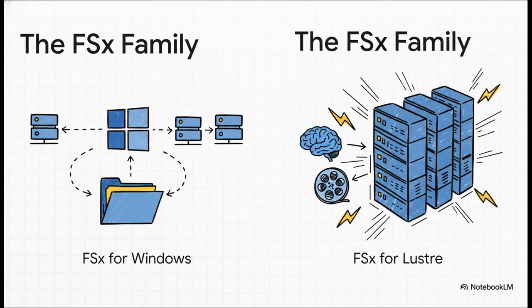If you need that classic shared drive for your Windows servers, there's FSx for Windows, which speaks SMB, that native Windows language. But if you're doing something crazy like massive scale AI training or high-end video rendering, you're going to need FSx for Lustre. So why the mind-blowing performance? Because those jobs need hundreds of computers to access and process gigantic data sets all at the same time. Lustre is built for exactly that kind of parallel, high-throughput workload. It's all about using the right tool for the right job.